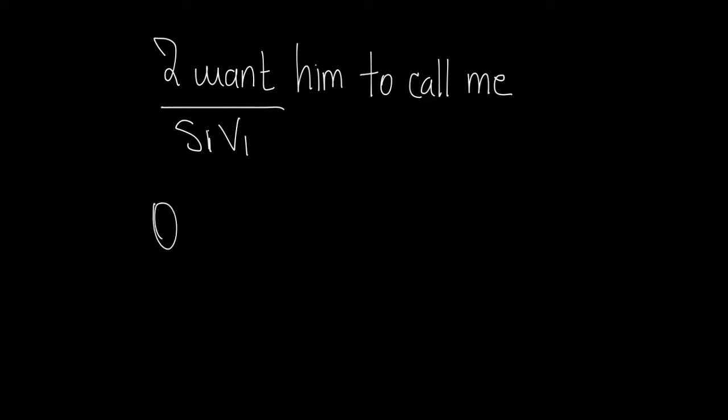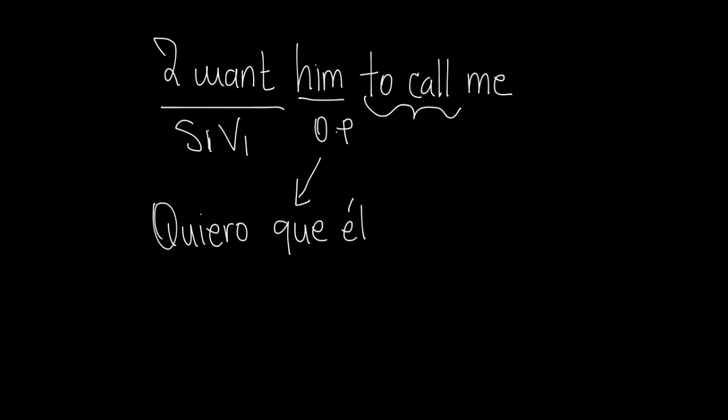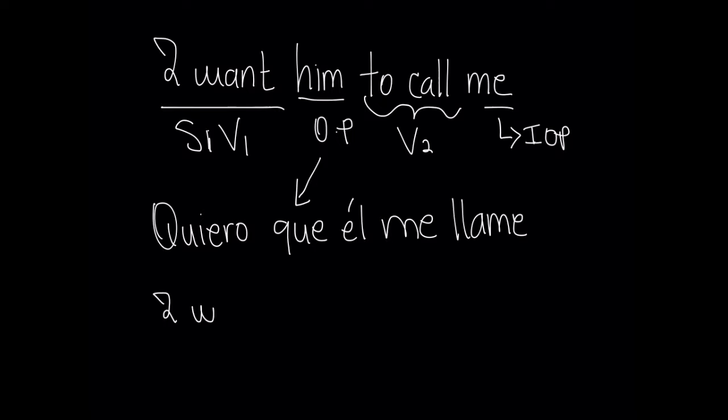I want him to call me. So again, we have subject one and verb one. In this case will be quiero. Notice that in English you use an object pronoun, him, but in Spanish it becomes que él, and then to call me is the verb. But because I am the one who is receiving the phone call, then I become either the direct or indirect object, me llame. So, quiero que él me llame is as if you were saying in English, I want that he call me or calls me.